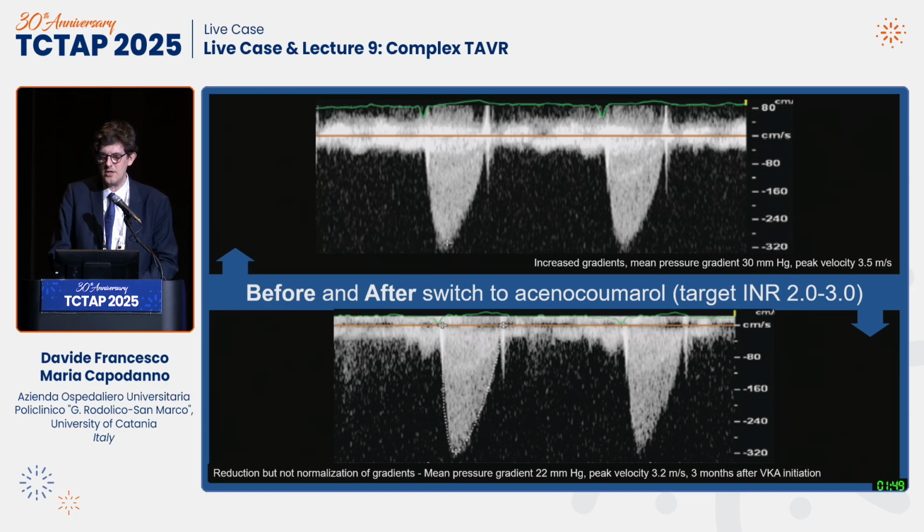So this is that situation where you have to decide whether you want to increase the intensity of the INR or add an antiplatelet or just continue the follow-up because the patient didn't worsen, at least.